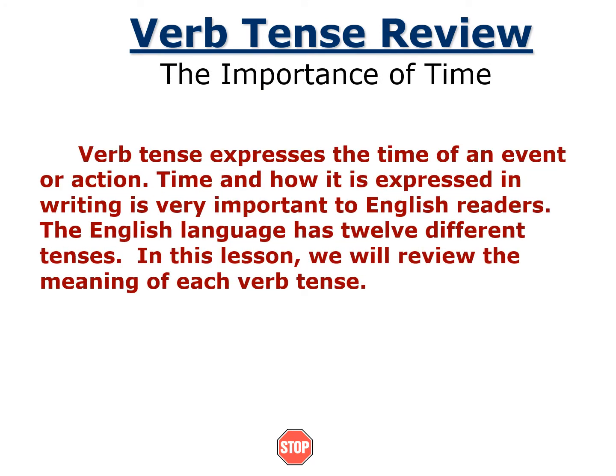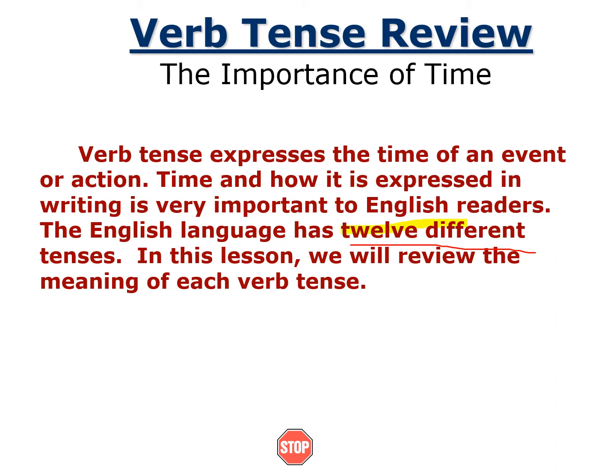Why do we have to learn and to understand tenses? Because time is important in writing and speaking and reading as well. Verb tense expresses the time of an event or action. Time and how it is expressed in writing is very important to English readers. You always have to know the tense in a piece of writing that you are reading as well as a piece of writing that you are writing. The English language has 12 tenses, as I said. They are here.